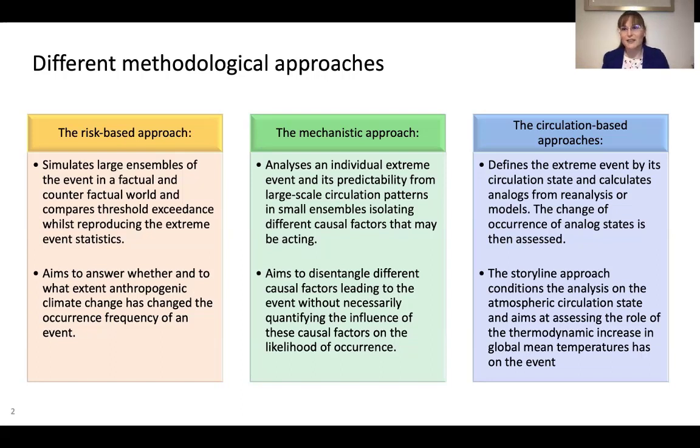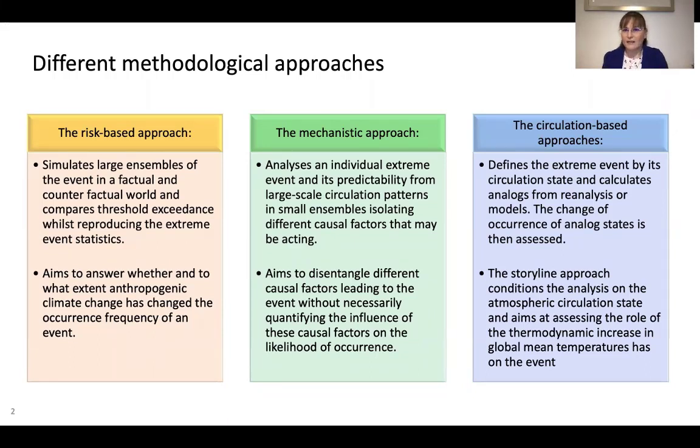And you'll have already heard about this from Simon's talk earlier, but the general principle is that we simulate large events as the world with and without human-induced climate change, and we see how the exceedance of a particular threshold changes due to human influences. So we can aim to answer to what extent anthropogenic climate change has changed the likelihood of occurrence or the occurrence frequency of a particular extreme event.